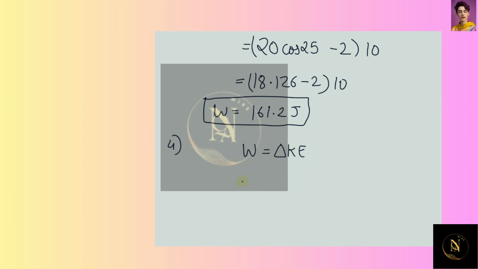So work done is 161.2, and change in kinetic energy is half m vf square minus half m vi square. But this is 0, because initially it is at rest, so vi is 0. From here I can calculate the final velocity, but the thing is mass is not given, and if mass is not given I cannot do that.